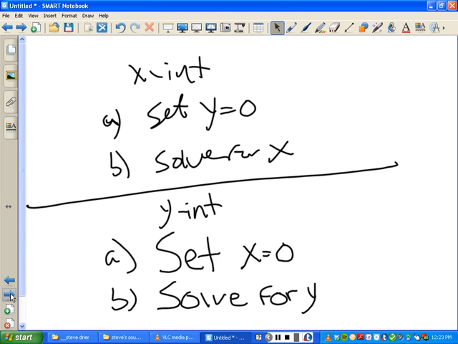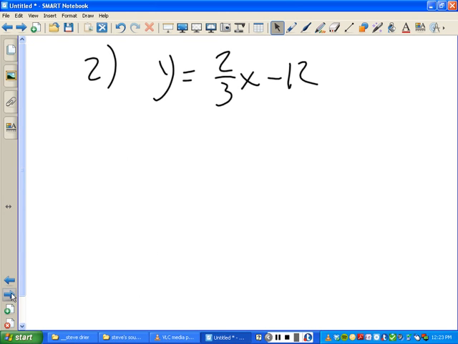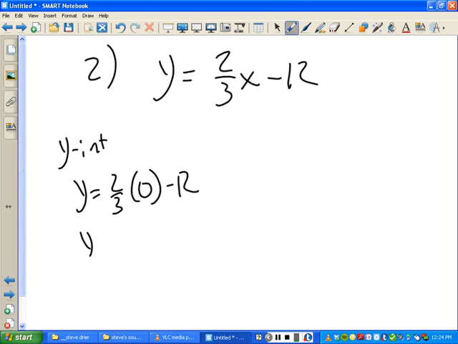Number 2. Now, for here, the y-intercept should come out pretty nicely. If you want to find the y-intercept, you're going to plug in x is 0. You'll get y equals 2/3 times 0 minus 12. You'll get y equals negative 12, and you're done. Hopefully everybody got that. The x-intercept, not as much.